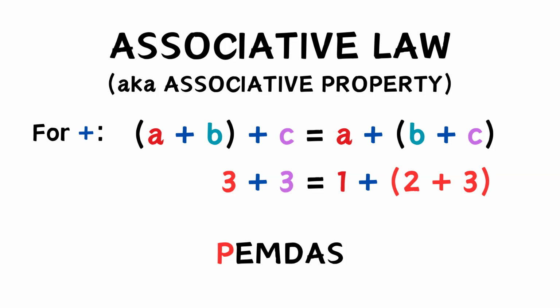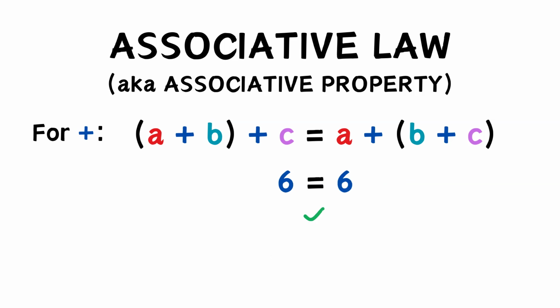The other parentheses is 2 plus 3, which simplifies to 5. So now we're left with 3 plus 3 equals 1 plus 5. And that's correct. 3 plus 3 is 6, and 1 plus 5 is 6 as well.